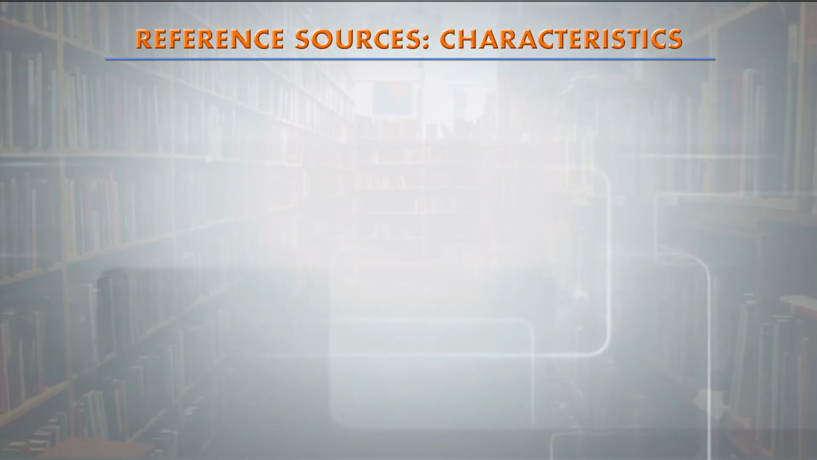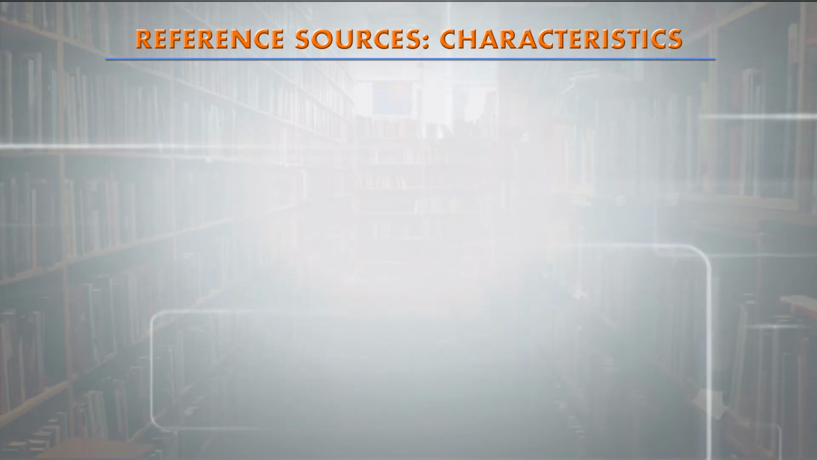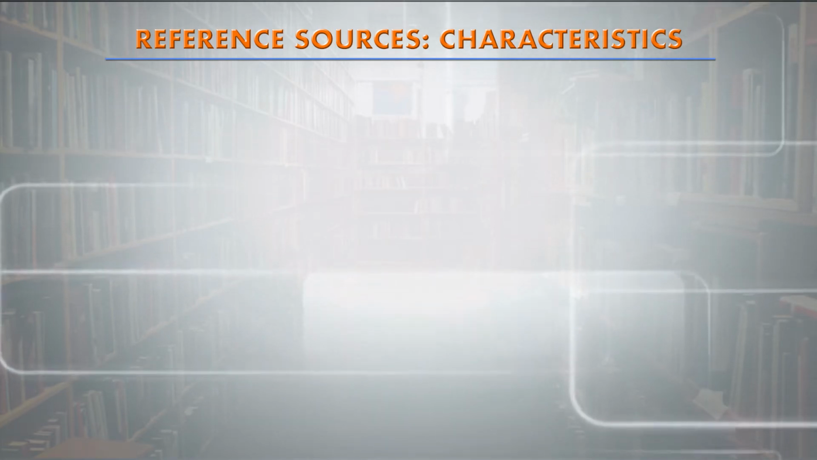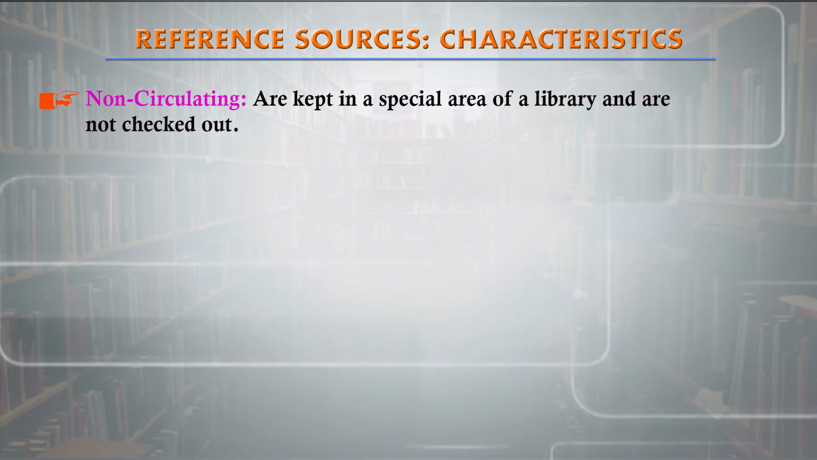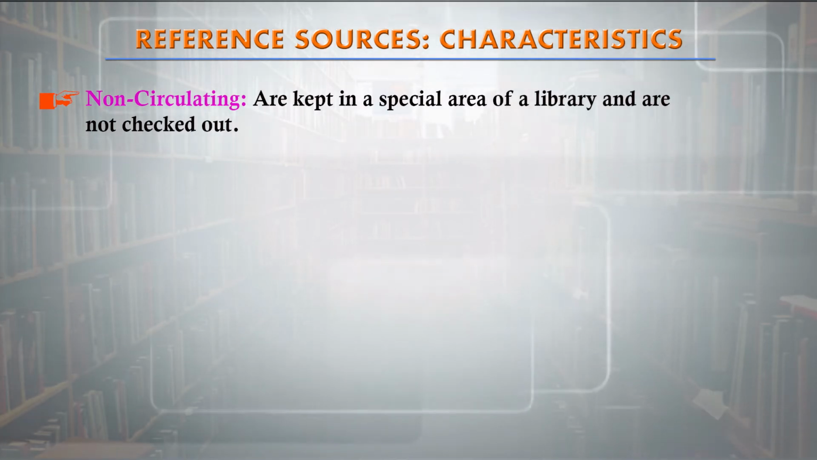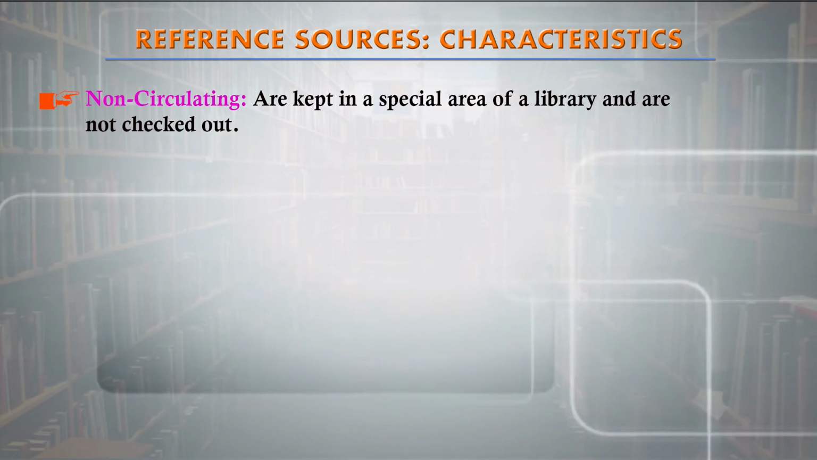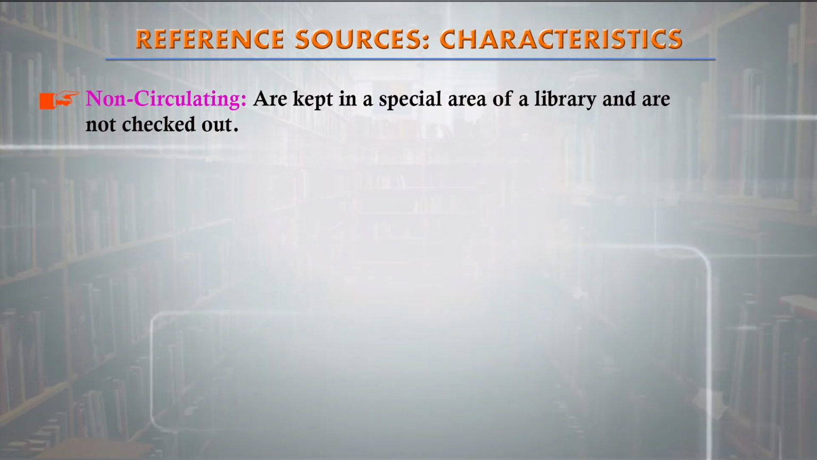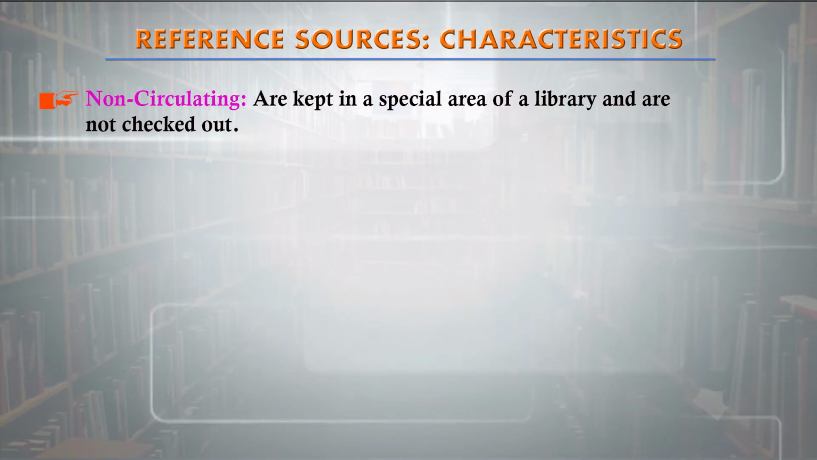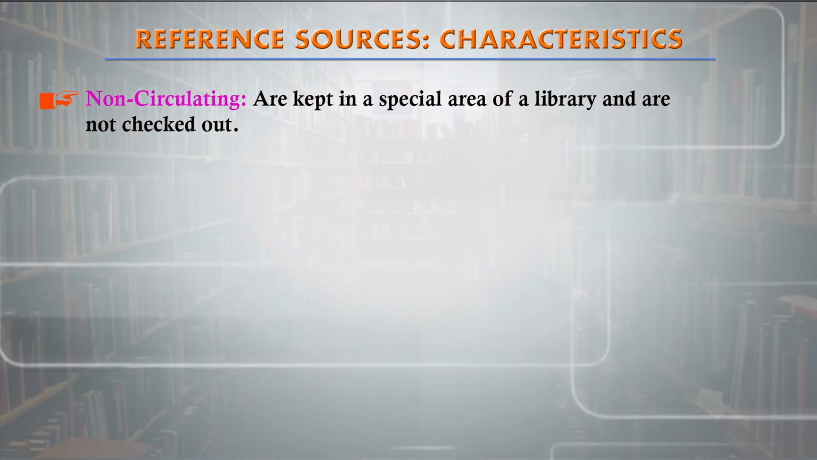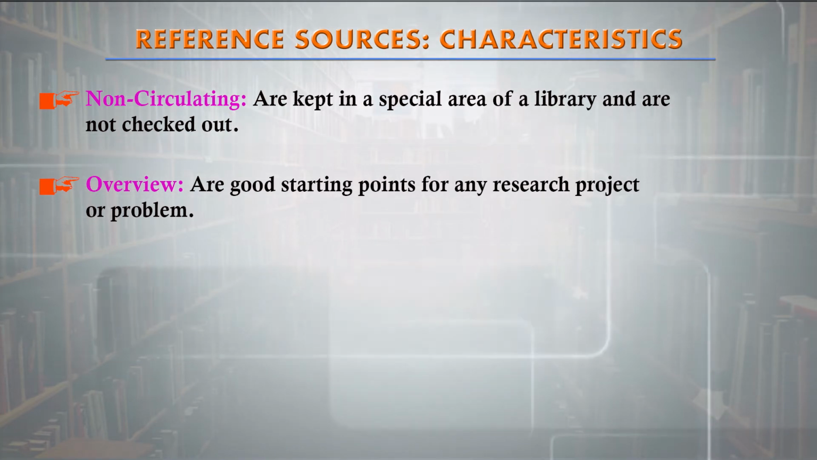Now, let us see some of the characteristics of these reference sources. These reference sources, as I told you, are non-circulating, meaning they are kept in a special area of the library and they are not checked out, meaning they are not issued to the user for use outside the library. The next characteristic is that they provide an overview of the topic.